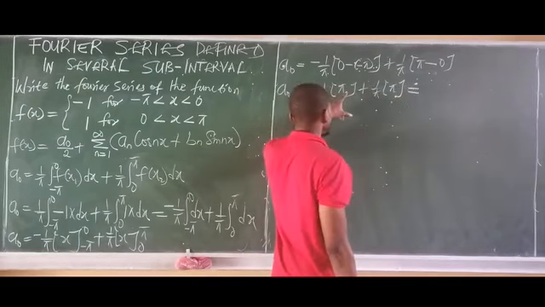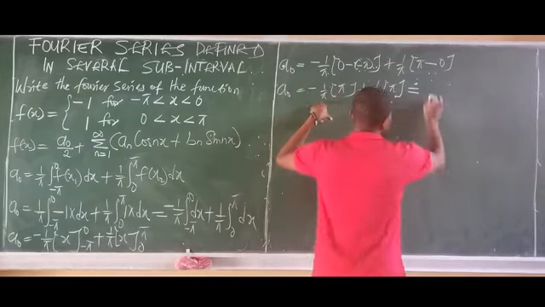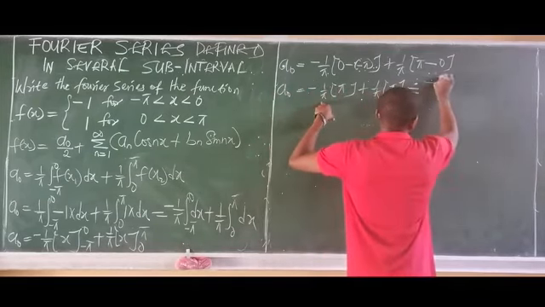So if you evaluate this, pi times minus 1 over pi simply gives us minus pi all over pi, plus pi times 1 over pi simply gives us pi all over pi. And of course, this simply implies that a naught is equal to 0. Okay, so the very first Fourier constant a naught is equal to 0. Of course, from here, minus pi over pi is minus 1, plus pi over pi is 1. So minus 1 plus 1, of course, is 0. So a naught is simply equal to 0.